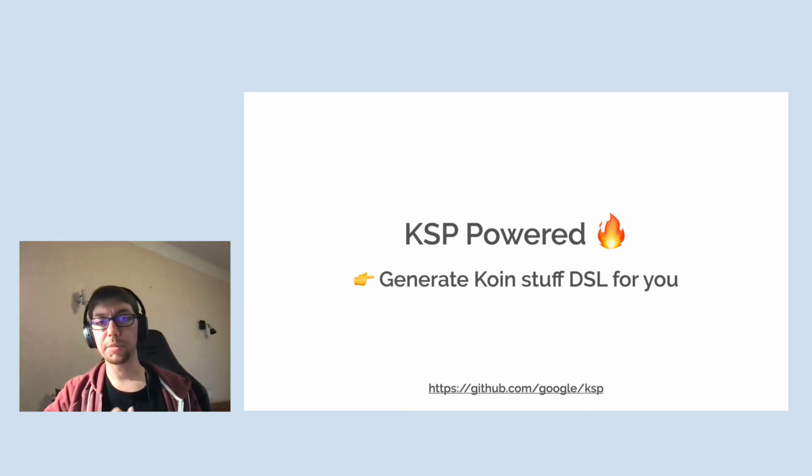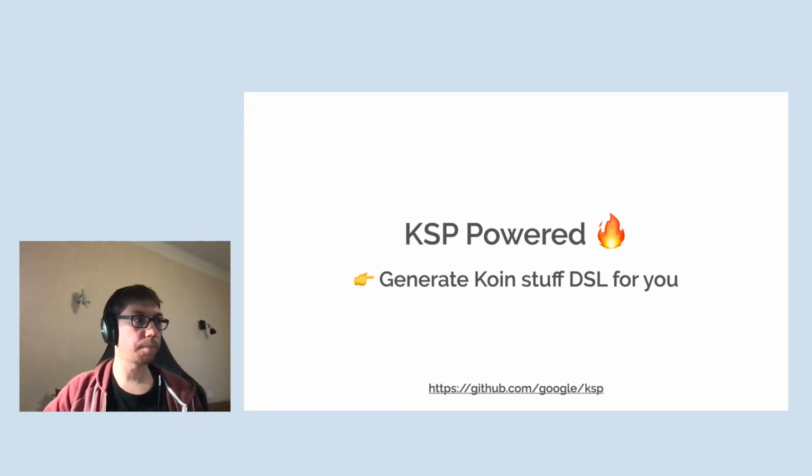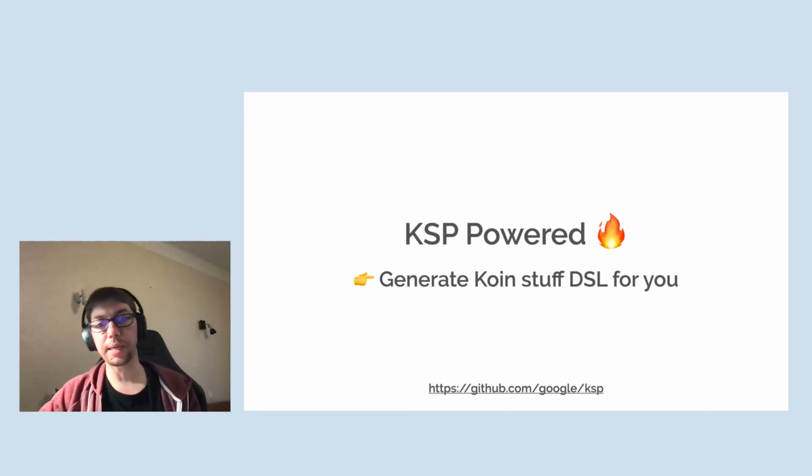It's the Google KSP project, a project that helps you make Kotlin annotation at the Kotlin compiler's level. That means that it's super fast. We can do all the type analysis that we want, and then we can generate everything for you that we want.